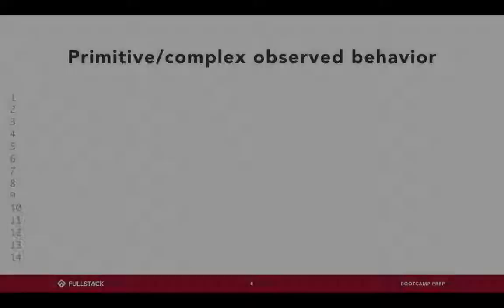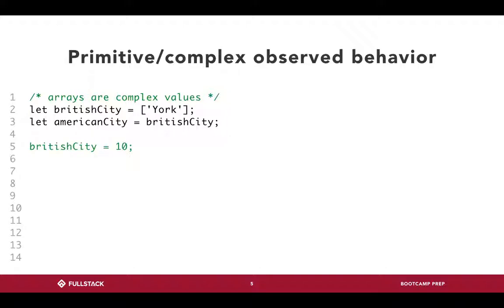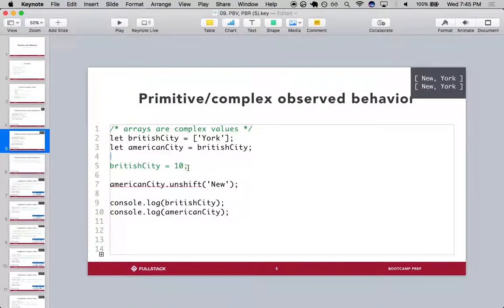So before I finish the slide, pretend that right after we said American city is British city, if I go and say British city equals 10, what happens? Are any arrays changed here? No, we just say British city is no longer that reference. It itself is now the number 10. That variable is the number 10. American city is still an array with York inside of it. So that's a harder example than this slide, so just wanted to make that clear.